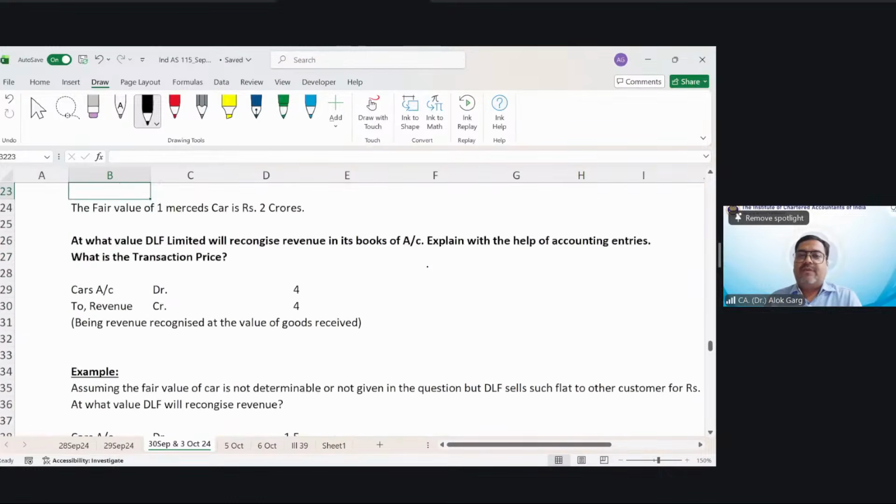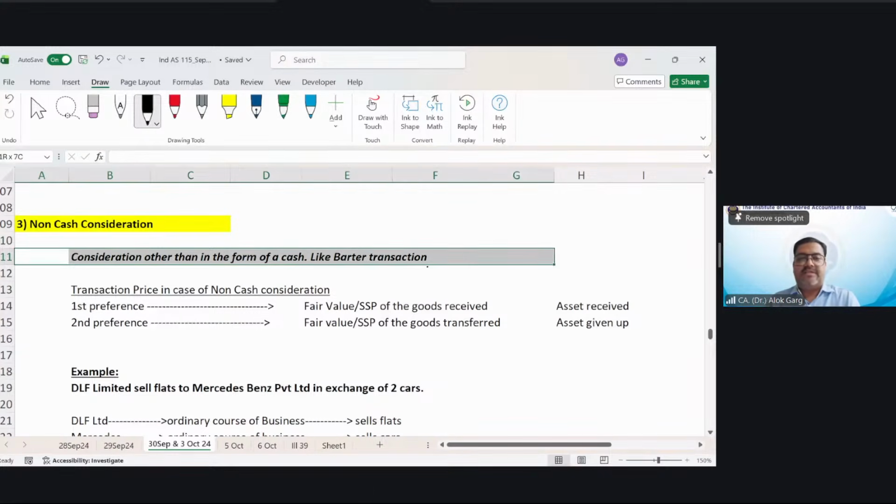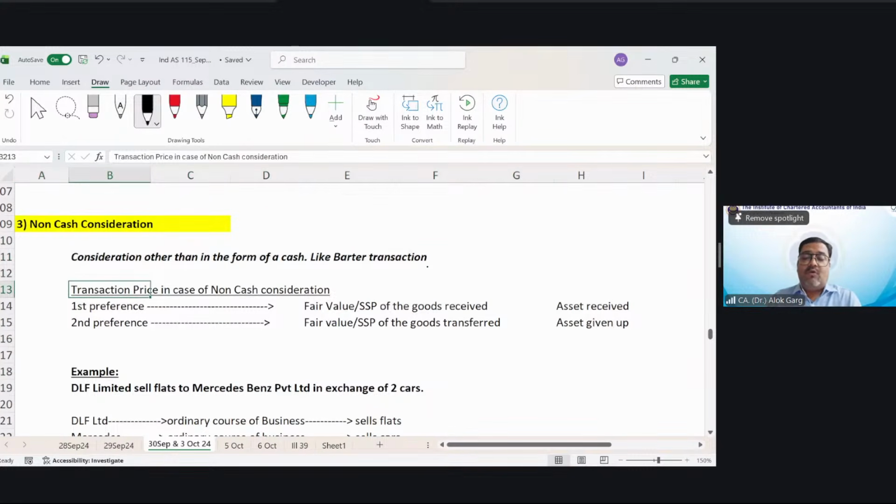So my dear friends, this is the concept of non-cash consideration. Quickly, let me capture this also, because the student might ask about non-cash consideration. Consideration other than in the form of cash, like a barter transaction. What will be the transaction price in case of non-cash consideration? The first preference is fair value, as I have already mentioned in the beginning. Fair value or standalone selling price of the goods received. If it is not identifiable, then the fair value of the goods transferred.